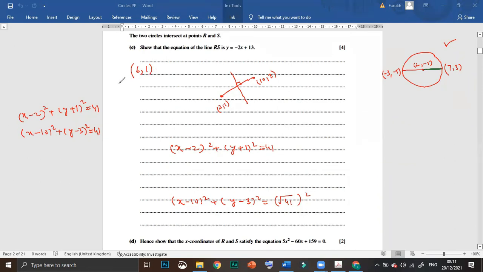The gradient of these 2 points is (3 plus 1), 4, over (10 minus 2), 8, which is 1 by 2. The gradient of the perpendicular bisector is minus 2. So the equation of the perpendicular bisector, that is RS, is y minus 1 is equal to minus 2 into (x minus 6).